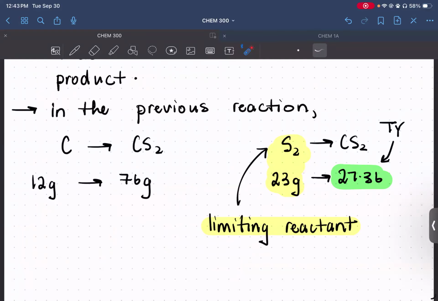The limiting reactant is the reactant that leads to the lesser amount of product. It is a term or label given to the reactant. Solely based on the term, you will never have a limiting product. It should make sense to you logically why a product can't limit a reaction. So only reactants can be limiting.